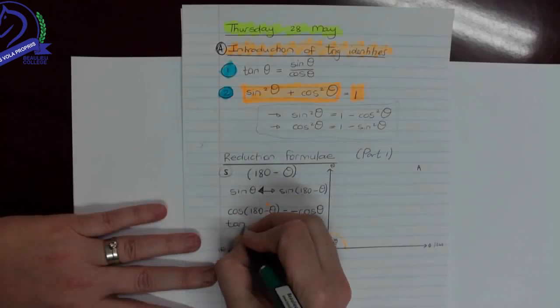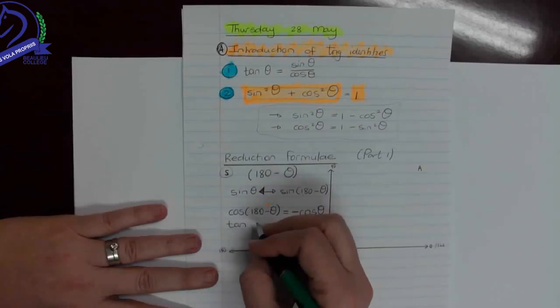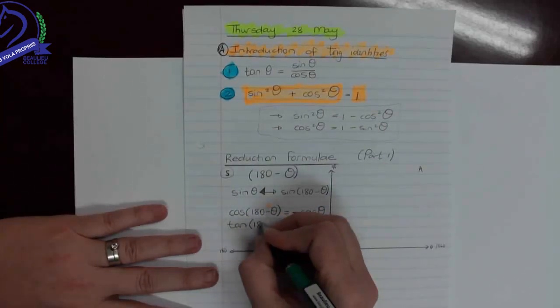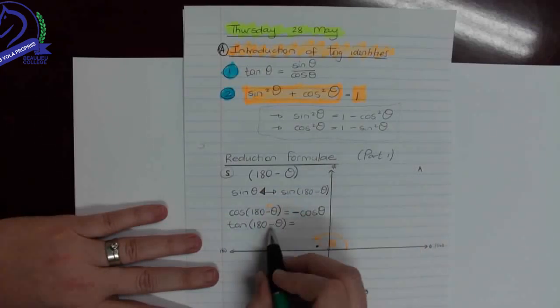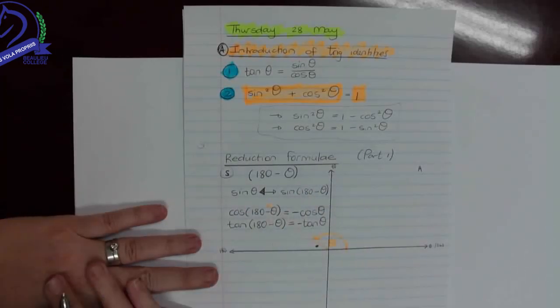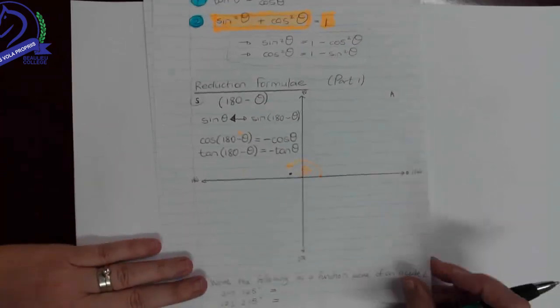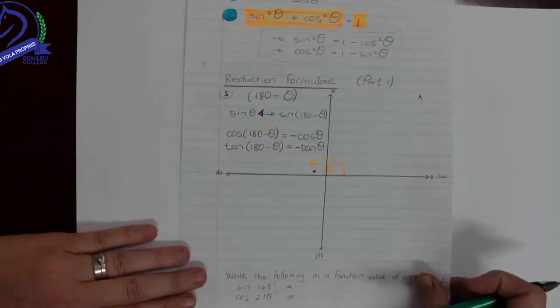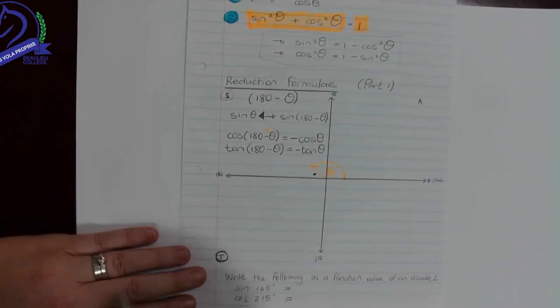So cos 180 minus theta is negative cos theta. And if I do tan, so instead of saying tan theta, I know tan in here is negative. So instead of saying tan theta, I'm going to say tan 180 minus theta. And I need to know in the 180 minus theta quadrant, tan is negative. Okay, which means if I move to my third quadrant, I know that all my tan functions are positive.